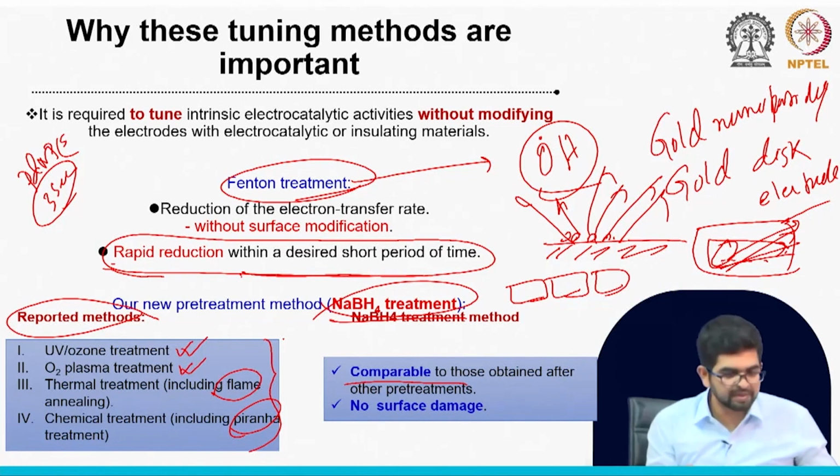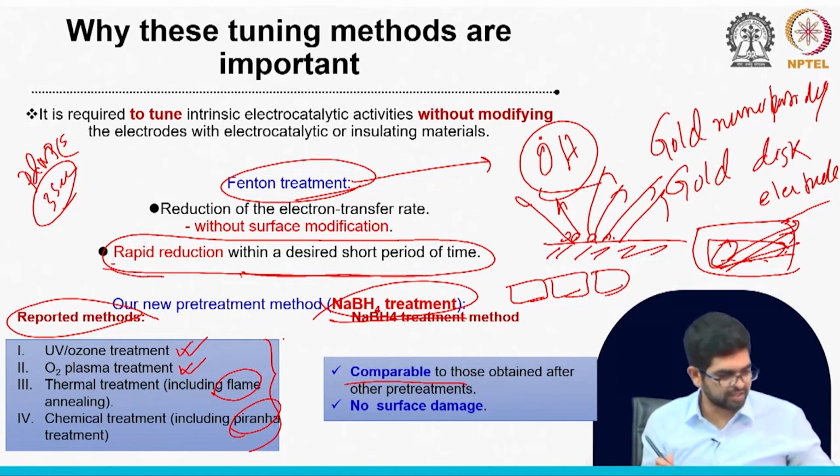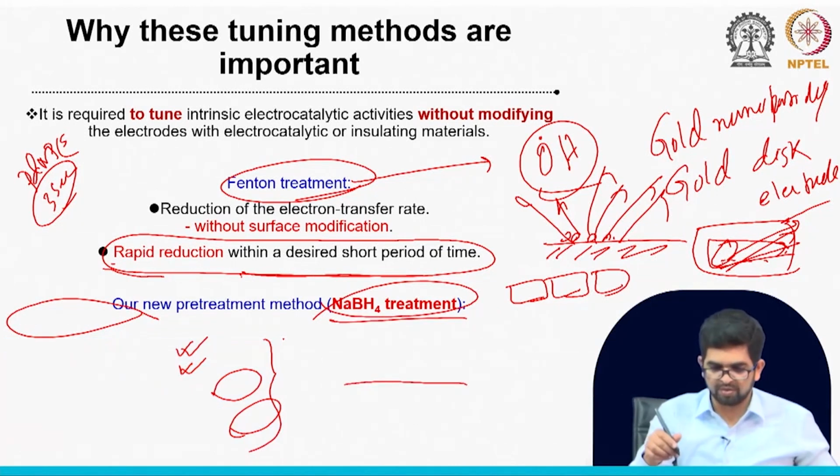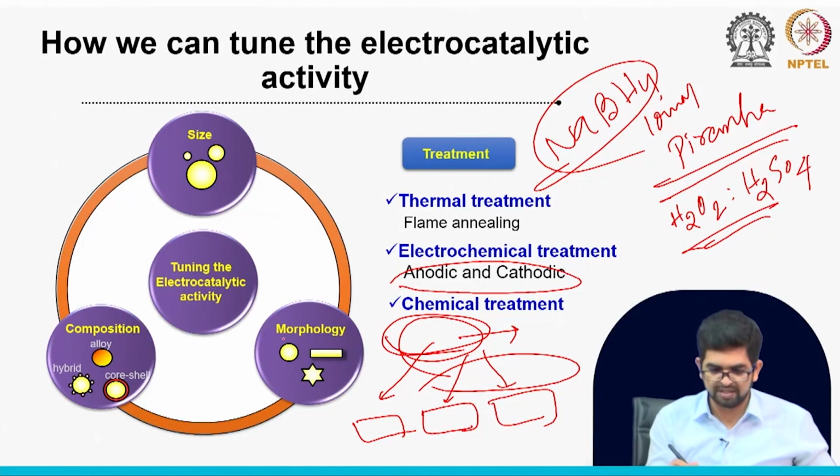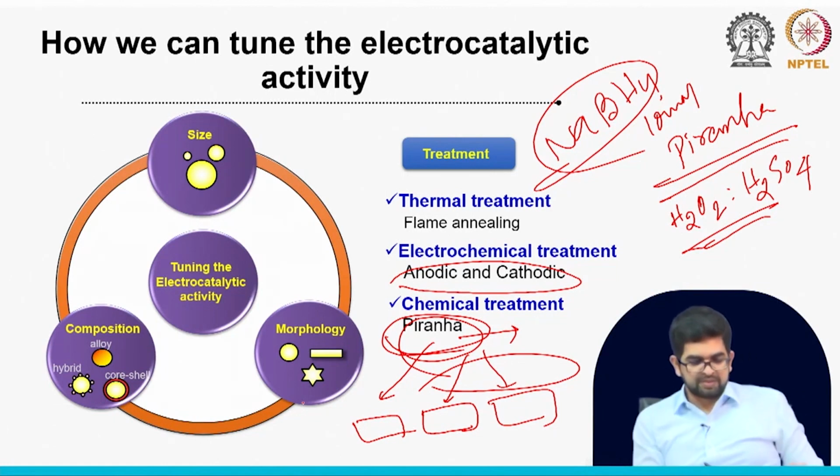So that is why this kind of treatment method also you can try for your electrode surface electrocatalytic activity changes. Another thing I will tell you, if you go back here, all the morphology change that I told you, that also you have to keep in mind. Let us come to this process.